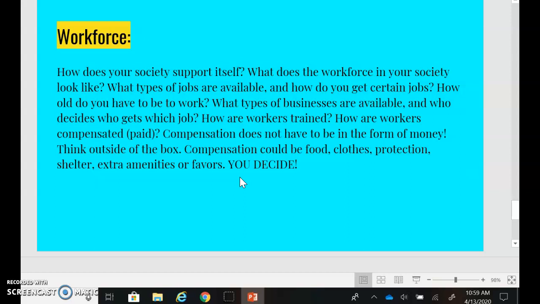Compensation does not have to be in the form of money. Think outside of the box. Compensation could be food, clothes, protection, shelter, extra amenities, or favors. All right, you decide. It's your city, it's your country, it's your dystopian world. How are people paid?